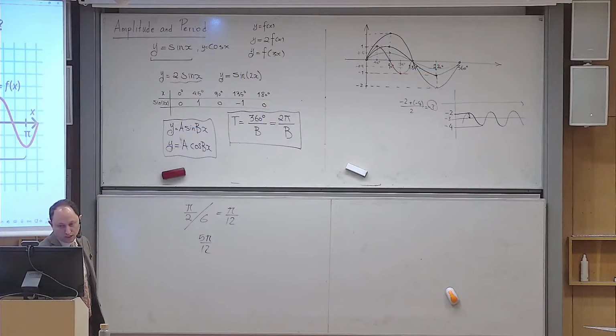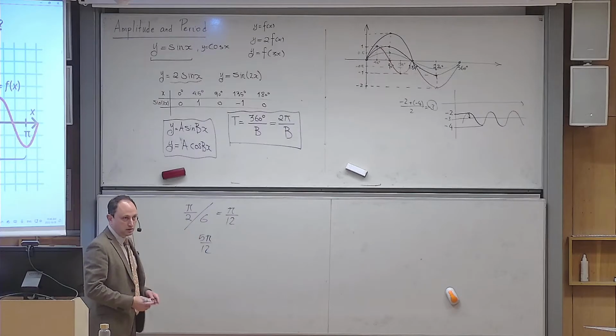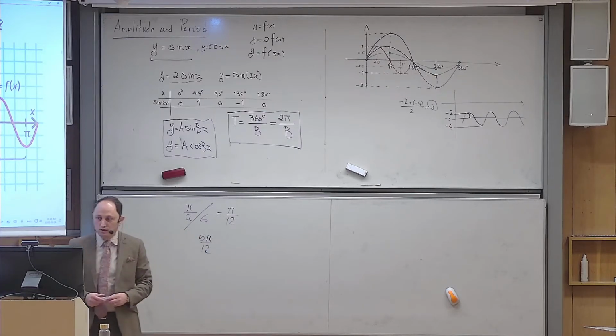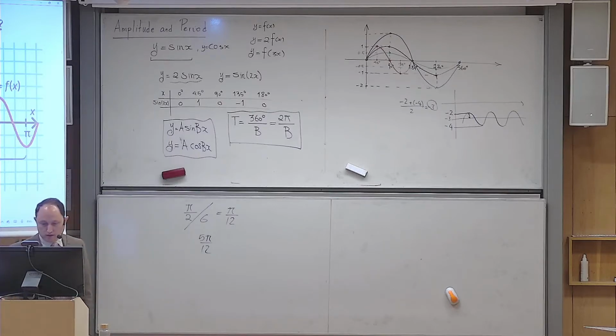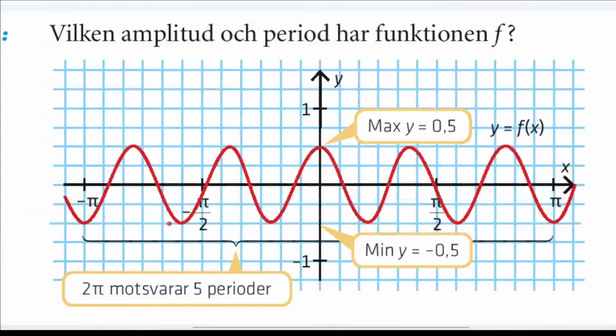2 pi contains 5 periods. Yes. That's right. But the period is this much, 5 pi over 12. So that's the way that you read it from the graph. Is that understandable? Yes? Okay.